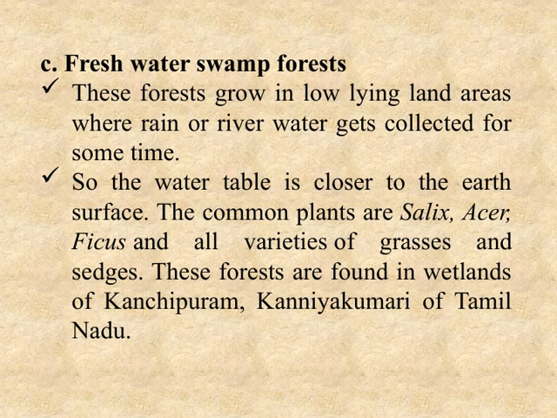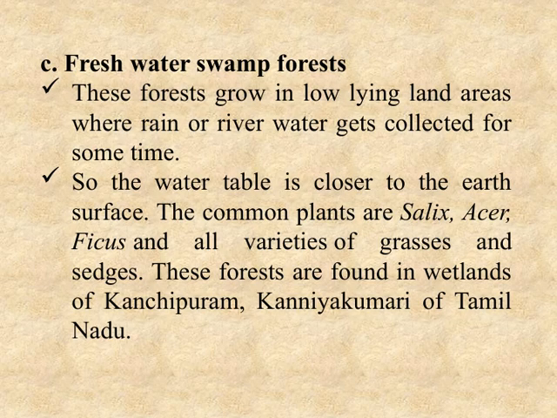Now let's talk about the freshwater swamp forests. These forests typically grow in low-lying areas where water from rain or nearby rivers tends to collect for a period of time. Because of this, the water table here is much closer to the surface of the earth. This creates a unique environment that supports specific types of vegetation.